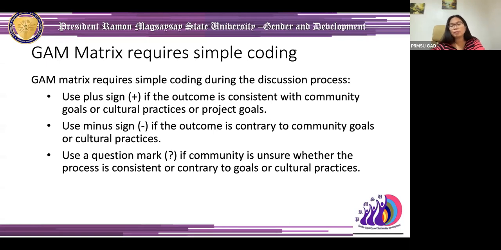So, as I have mentioned po, sobrang mabilis na gamitin ng gender analysis matrix. So, we have here, we use a plus sign if the outcome is consistent with the community, cultural practices, and project goals, or kapag positive yung naging impact sa kanila. Minus sign naman if it's contrary to our goals, or naging negative yung effect sa kanila. And then question mark siguro if we are unsure really on how it has affected them.